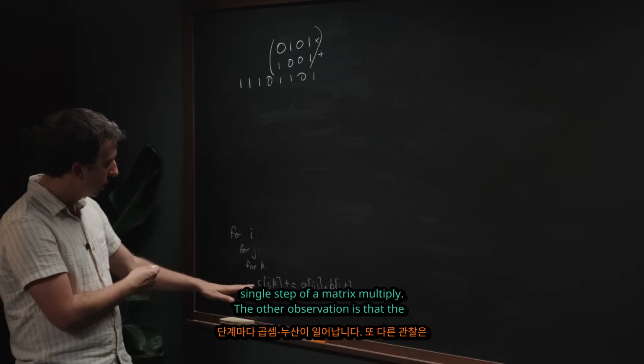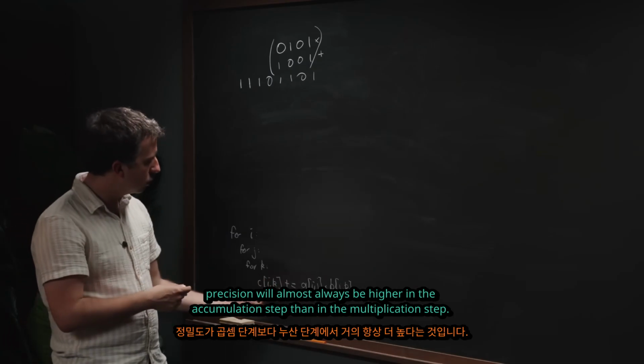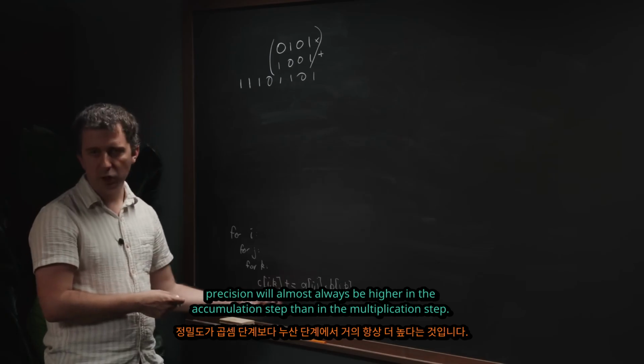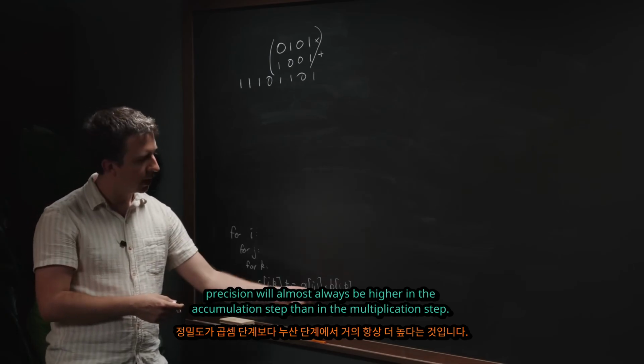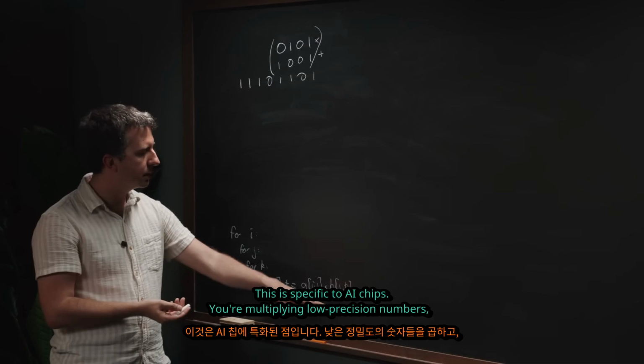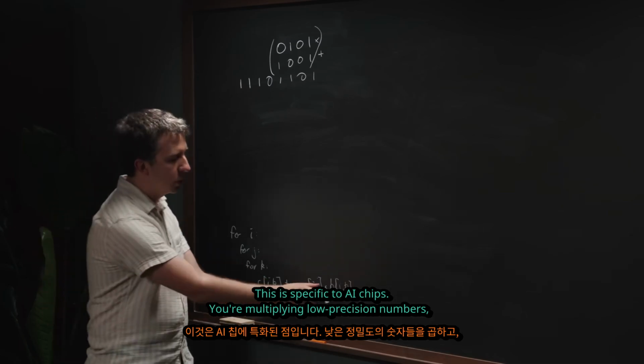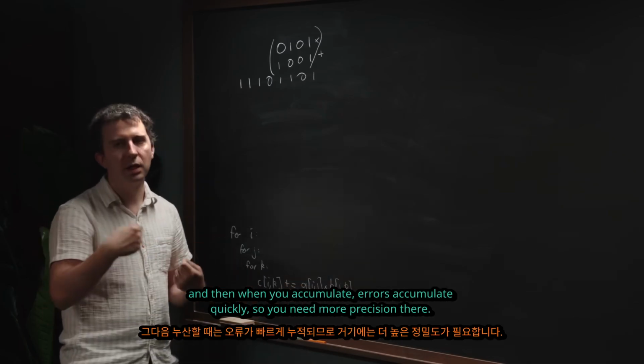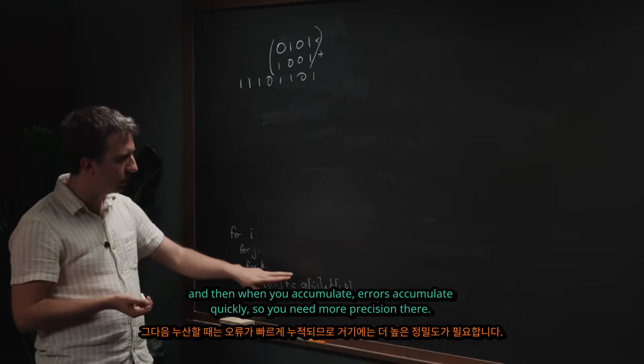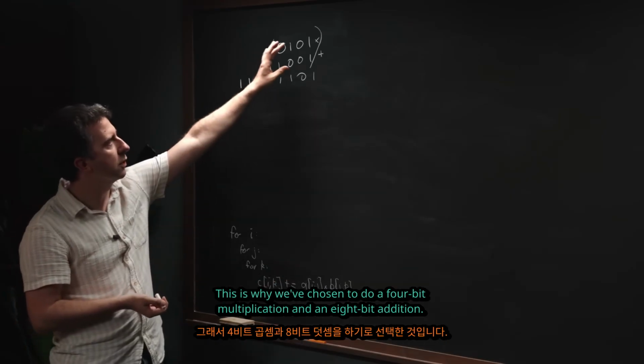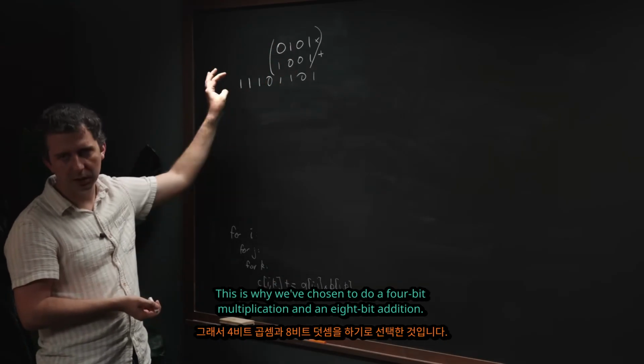Makes sense. And then the other observation is that the precision will almost always be higher in the accumulation step than in the multiplication step. This is maybe specific to AI chips, but you're multiplying low precision numbers, but then when you accumulate, errors accumulate quickly, and so you need more precision here. So this is why we've chosen to do a 4-bit multiplication and an 8-bit addition.